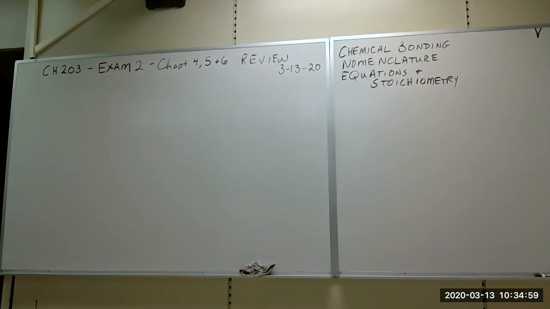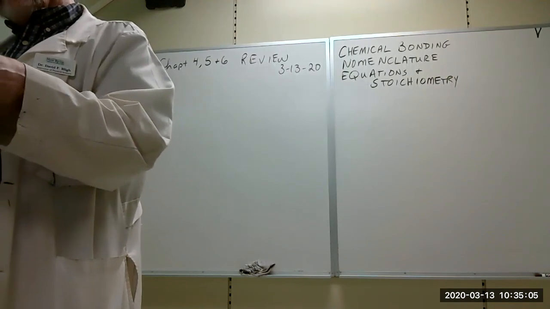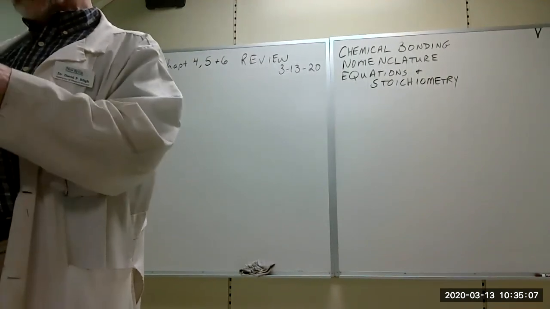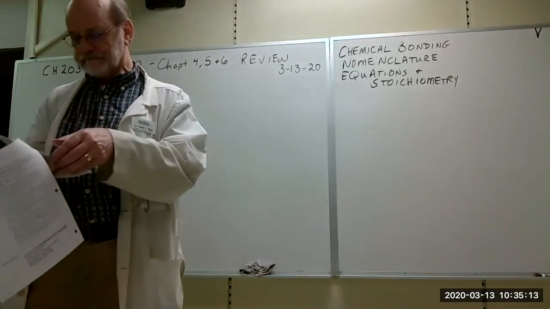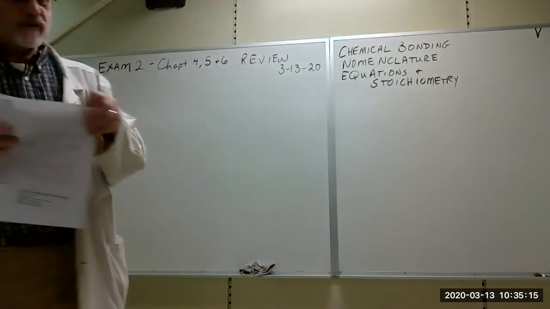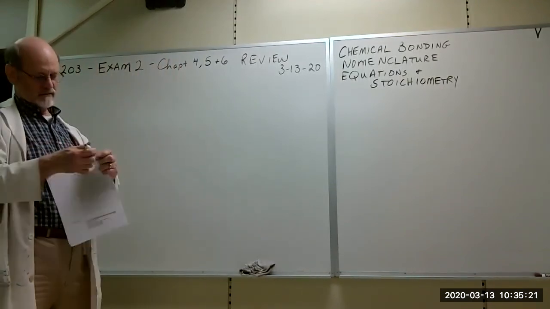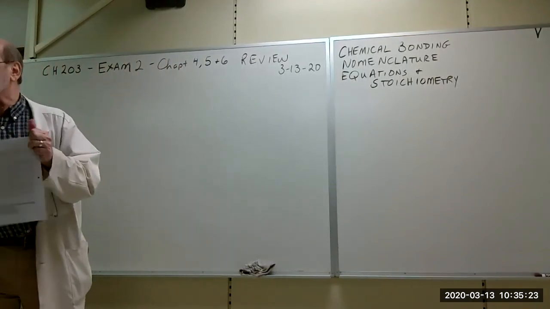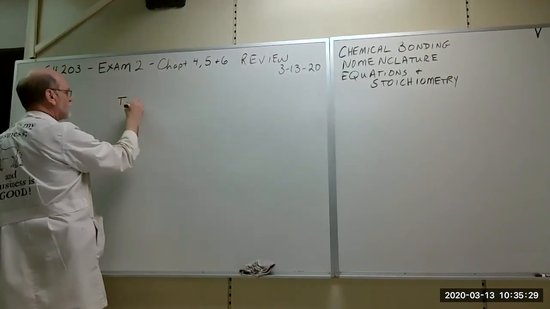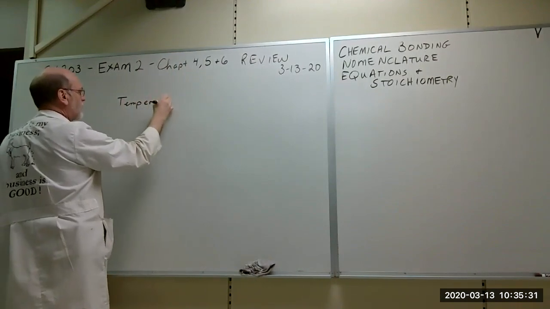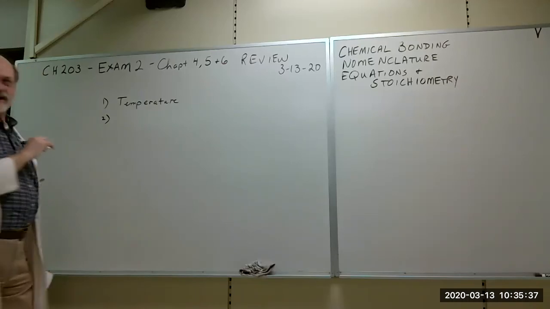How do we know a chemical reaction has occurred? Chemical change. There are some indicators. They're not infallible, but they're a good way to go. What are some ways that we know a chemical change has occurred? Color. Temperature? Okay. Temperature. Either it gets cold or it gets warm. Okay.